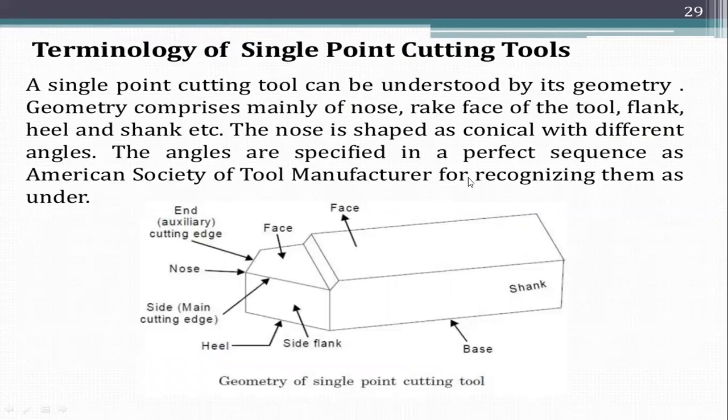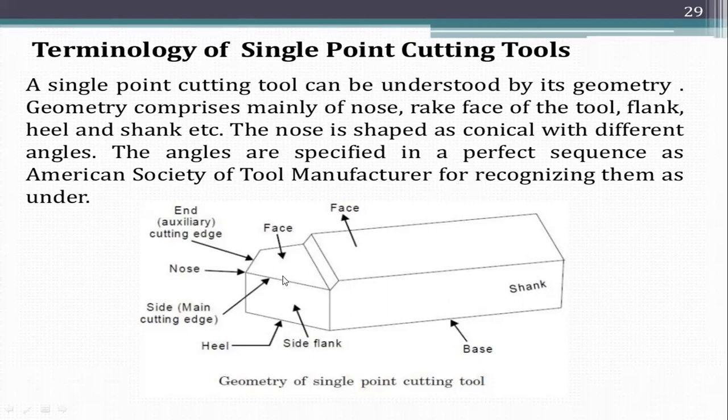Terminology of single point cutting tool. A single point cutting tool can be understood by its geometry. The geometry comprises mainly the nose, rake angle of the tool, flank, heel, shank, etc. The nose is shaped as a cone with different angles. The angles are specified in a standard sequence by the American Society of Tool Manufacturers for recognizing them as under.